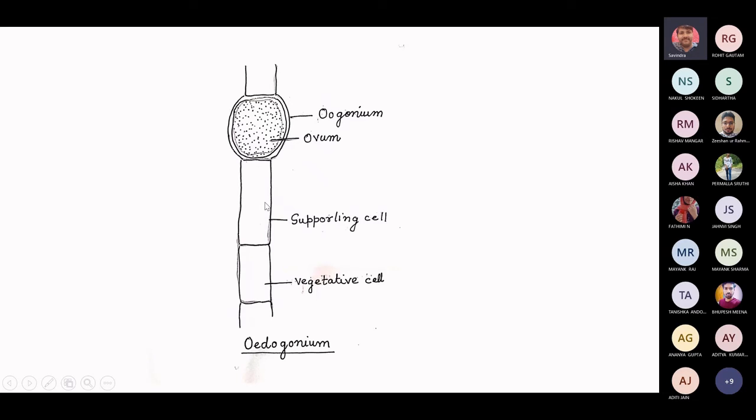Okay. So how will you draw this oogonia? Just simply draw simple cells, rectangular cell, and then an ovum. And the bottom cell is known as the supporting cell. Okay. There is a slight mistake in the supporting cell. It should be either equal in size to the vegetative cell or smaller than the vegetative cell.